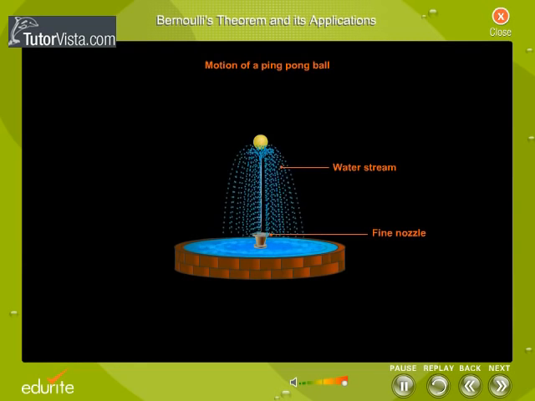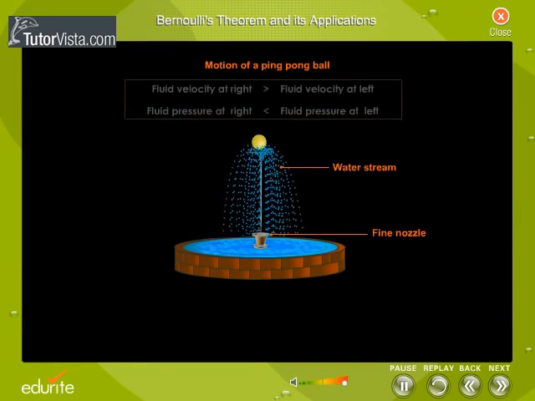We also observe that in case the ball moves to one side, it is automatically brought back to the original position. How does this happen? Suppose the ball moves towards the left. The ball continues to spin due to the liquid on the right side.